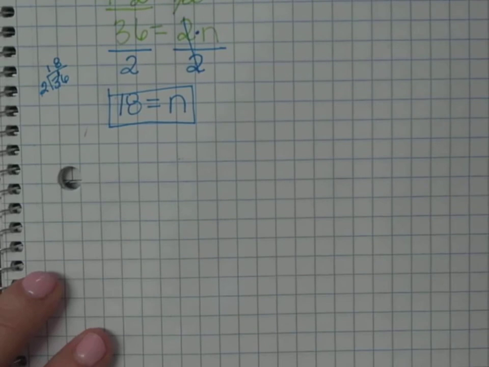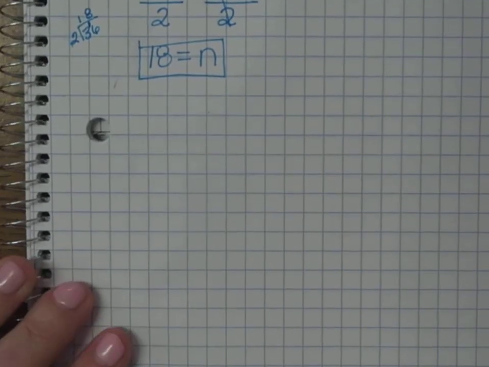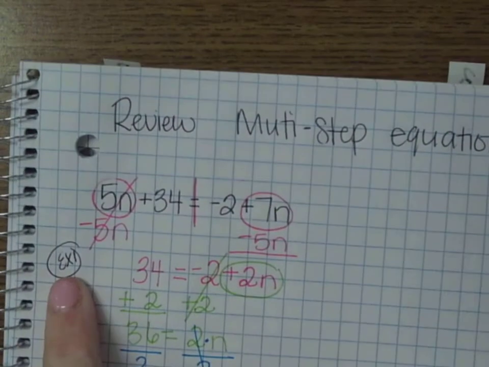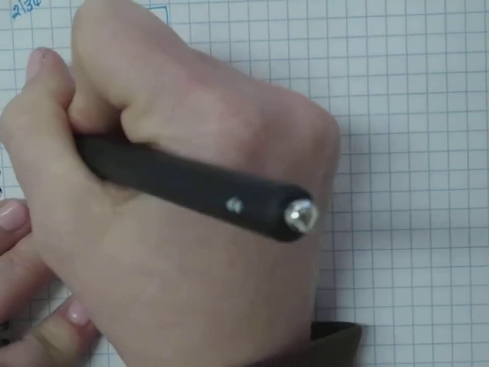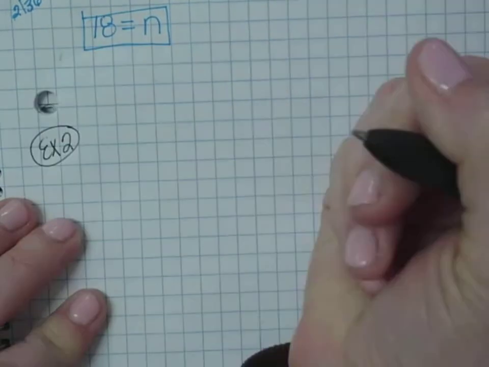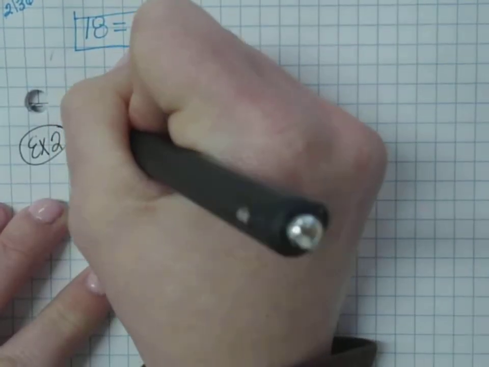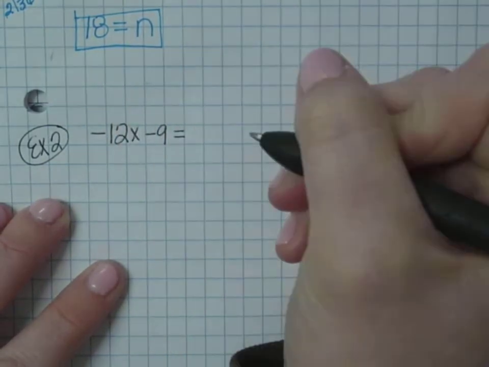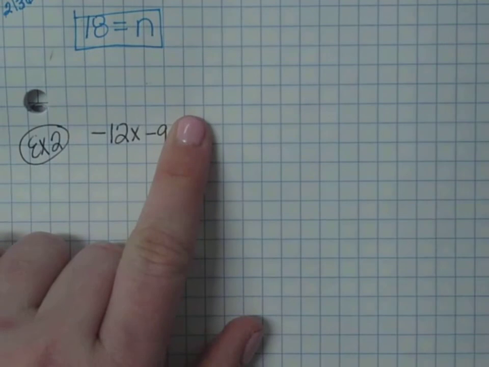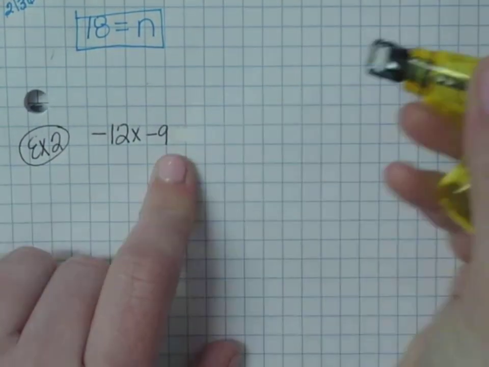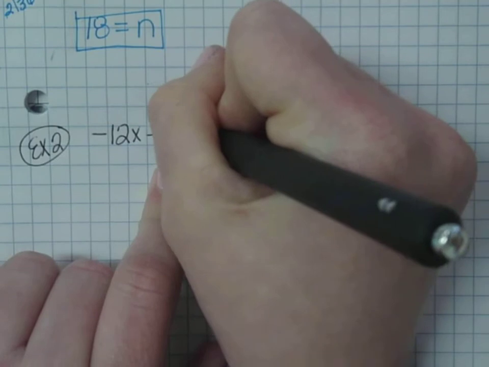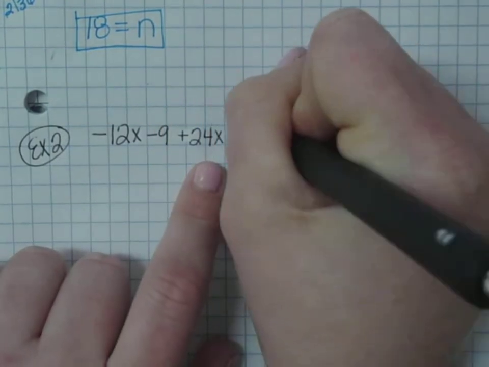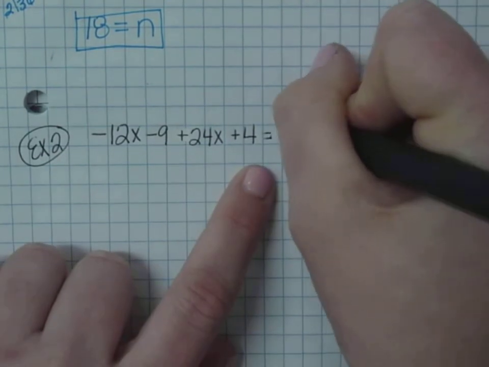Okay, let's do the next one. That was example 1, and I just put example 1, EX1. Now I'm going to do example 2. So -12x minus 9 equals, plus 24x plus 4 equals 43.